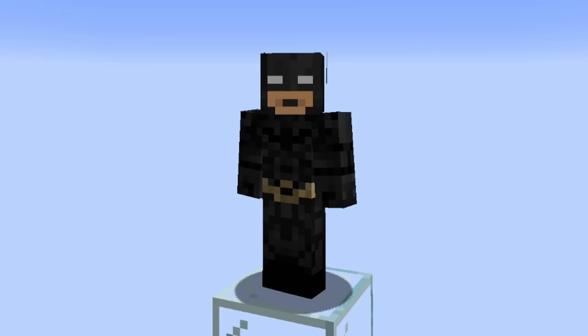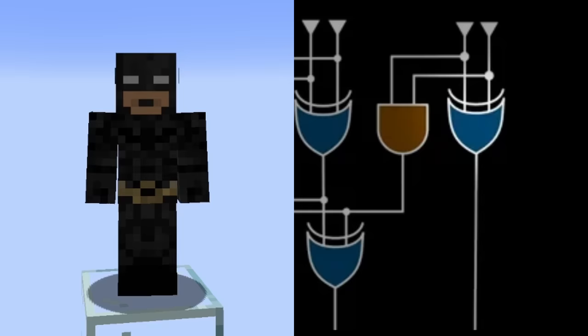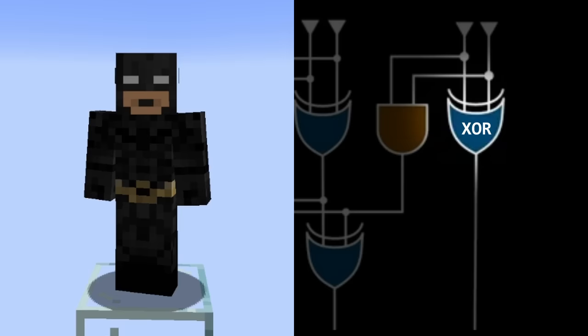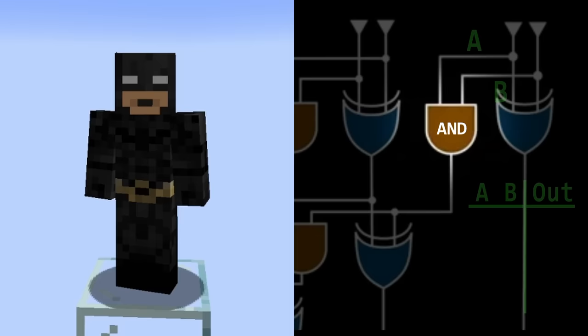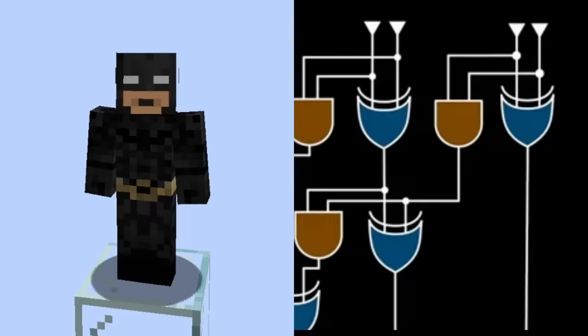So this arrow with the curved line in the back is called an XOR gate, which outputs true if the number of true inputs going into it is odd. So for two inputs, it's just one or the other, but not both, and also not neither. And this one over here that's shaped like a capital D is an AND gate, which outputs true only when all of its inputs are true. Pretty self-explanatory.